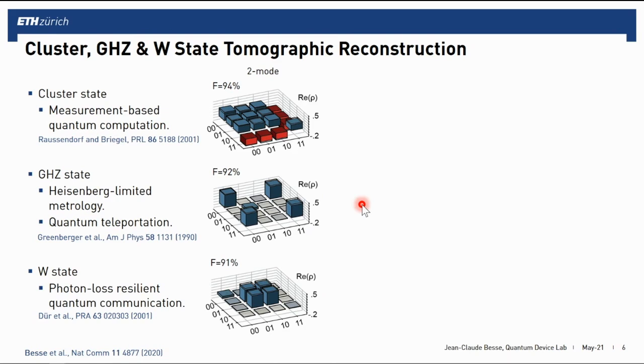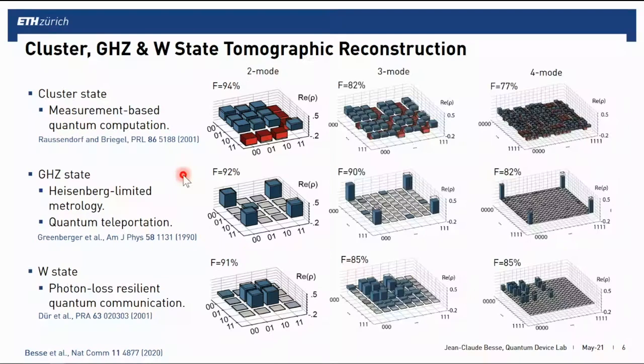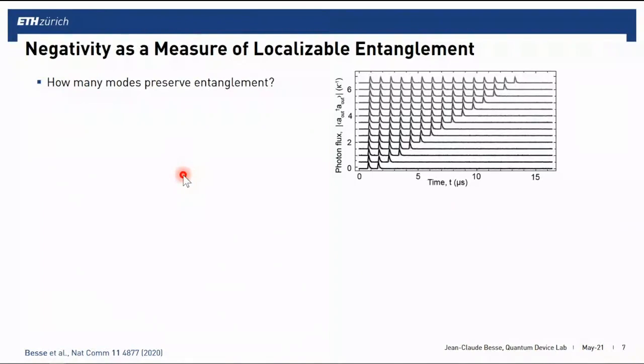We're also able to do three and four mode full tomography, which I'm showing you now, which is not a trivial thing to do. That's something we were not able to do before and requires a lot of classical computation on our FPGAs. And all of those work at a relatively high fidelity, the worst one being the cluster state at four modes at 77%. This high fidelity tends to indicate that we could go longer in our chain. The problem is we're not able to perform the reconstruction. The emission is not a problem.